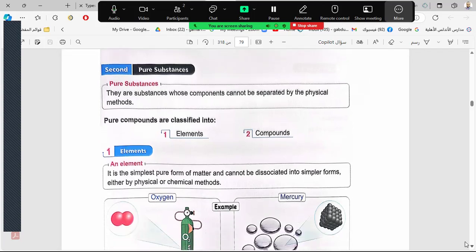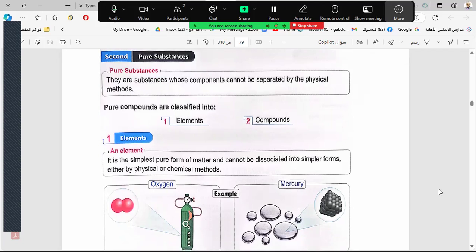Is water an element or a compound? Water is a compound. Is it a pure substance? Water is a compound, and it is also a pure substance. Just wait. The pure substance may be an element and also may be a compound. But it can't be separated by physical methods.